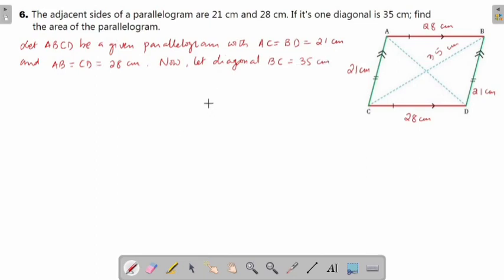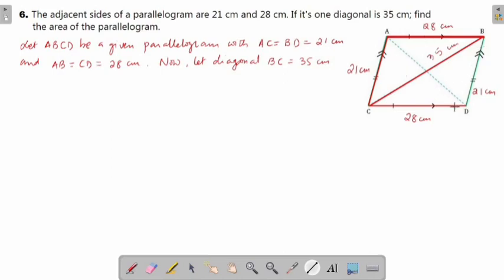Now, if you want to find the area of this parallelogram, we will observe this diagram. If you look at A, B and C, what kind of figure is this? Isn't this a triangle? Obviously yes. Now what are the three sides of this triangle? The three sides are given to be 21, 35 and 28. So we will find the area of this particular triangle.